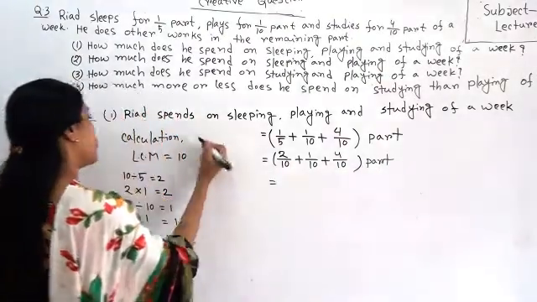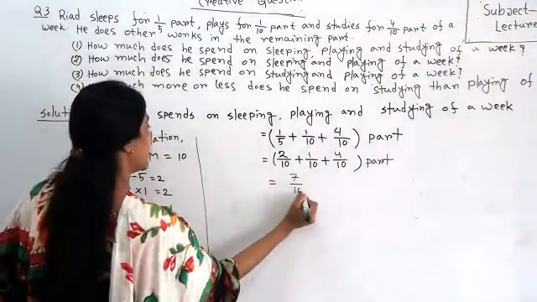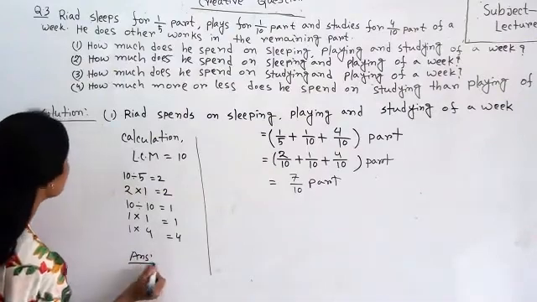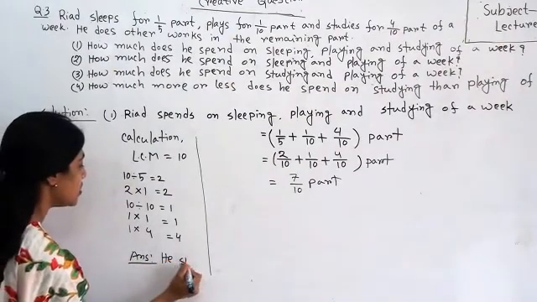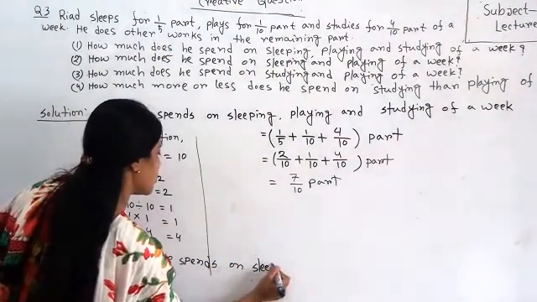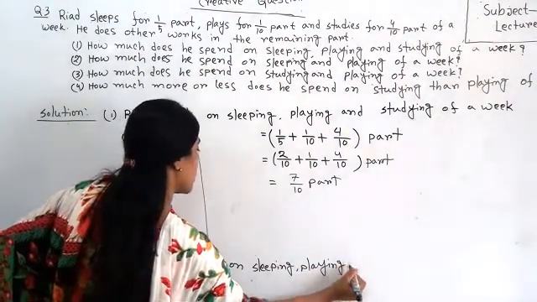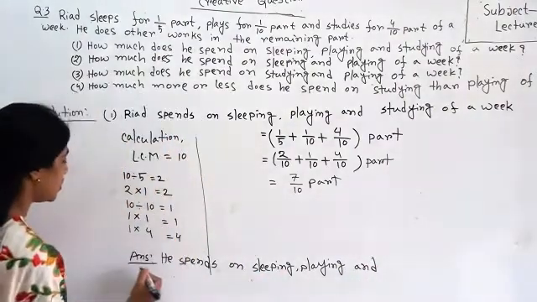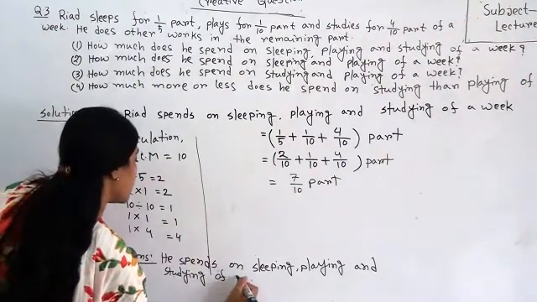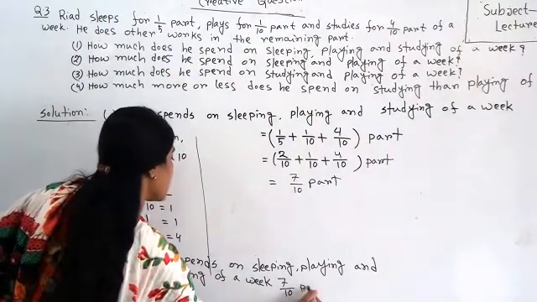Now 2 plus 1 plus 4 is 7 divided by 10 part. Answer is: he spends on sleeping, playing and studying of a week 7 by 10 part.